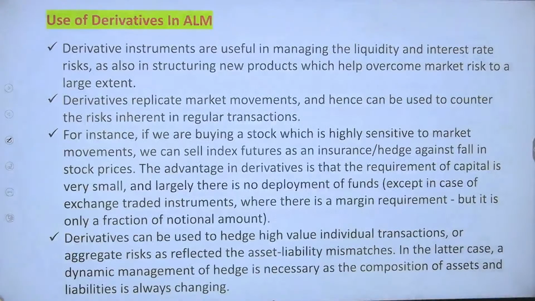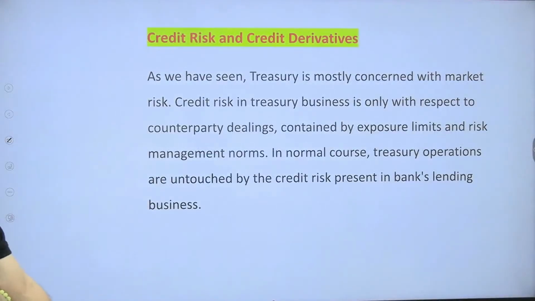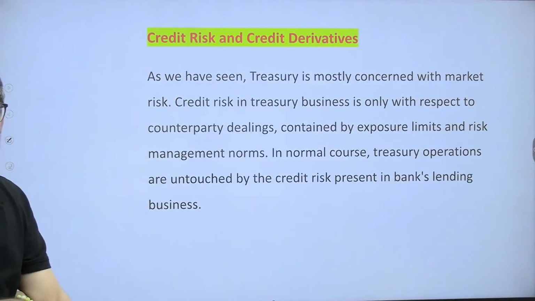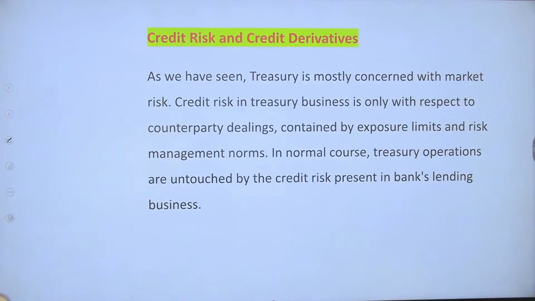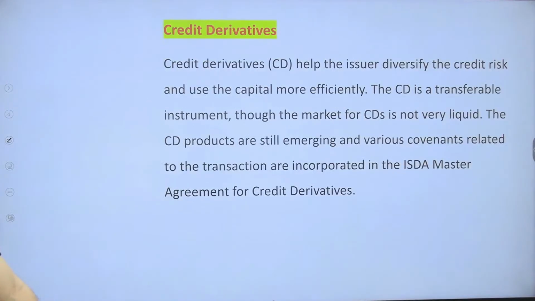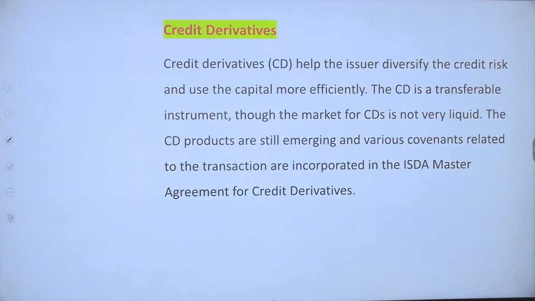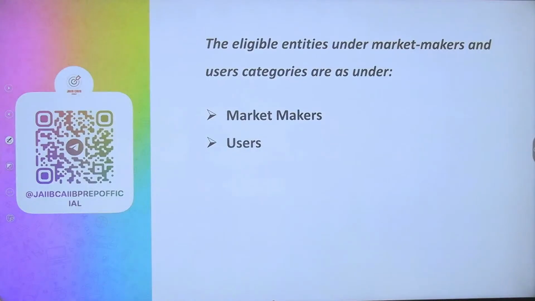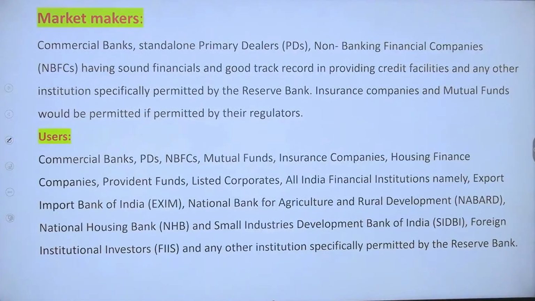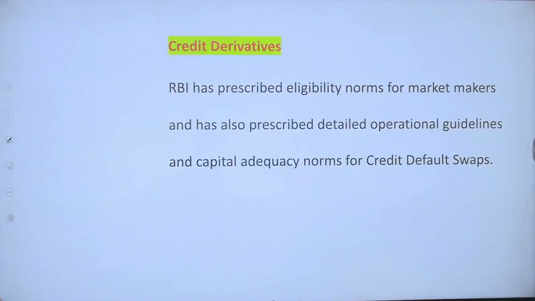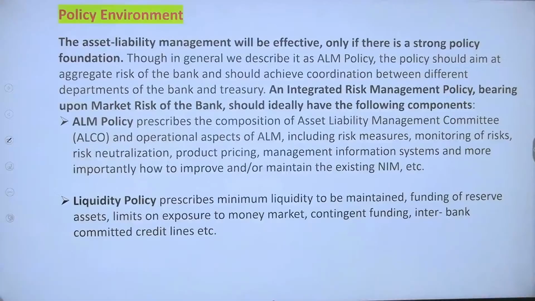Treasury and ALM, uses of derivatives, entire unit. If you go through that topic, unit 24, your restart series, you won't face any issue around credit derivatives or the other forms like swaps and all. The eligible entities in the market makers and users category are under credit derivatives. This we have discussed somewhere else also. I hope you remember. Credit derivatives, transfer pricing, policy environment. Please do remember, do go through this.